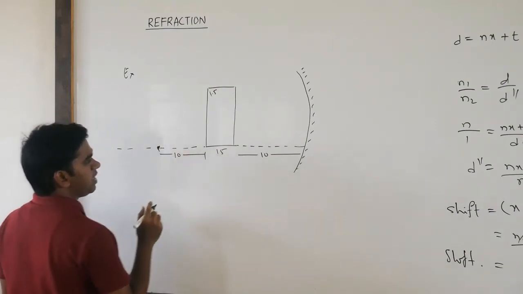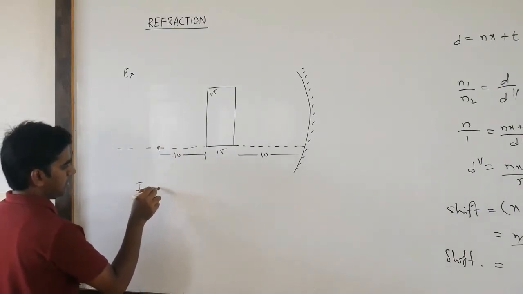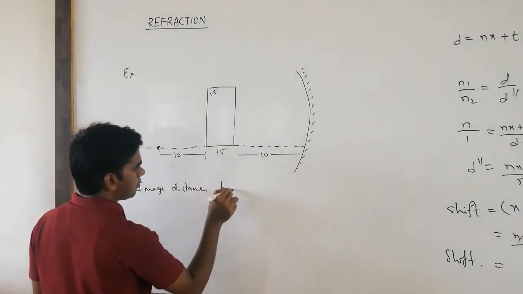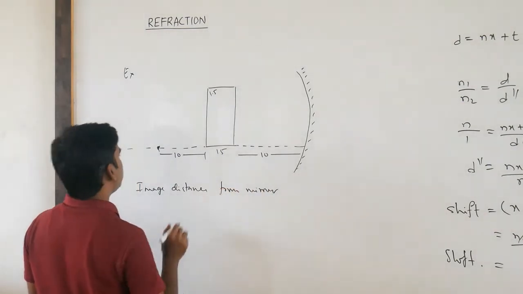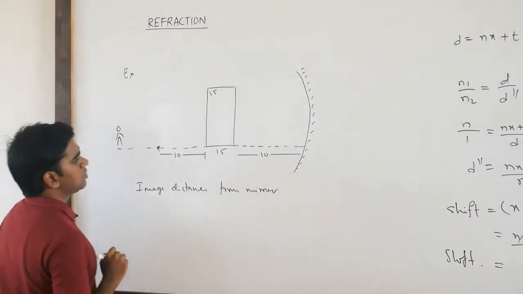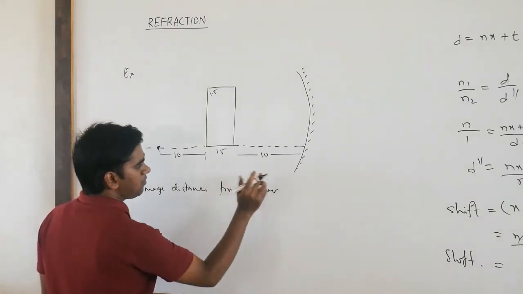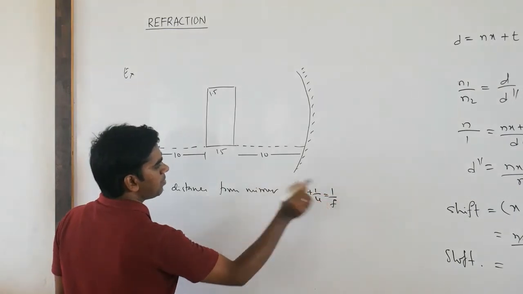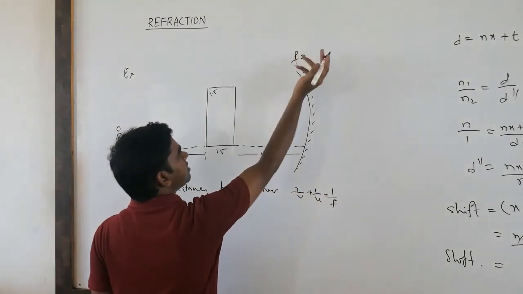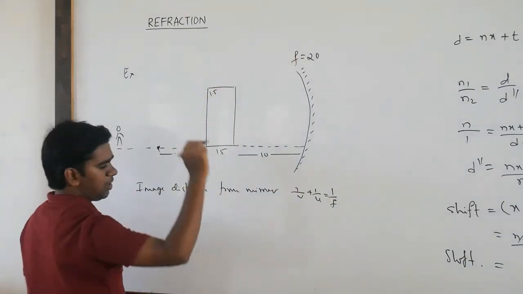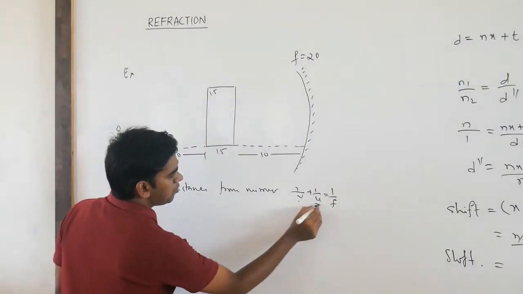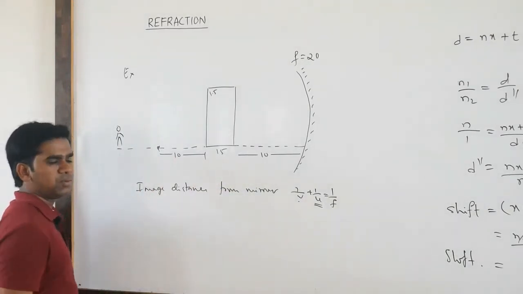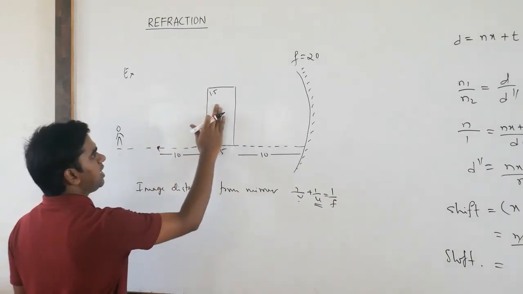If the object is here, what will happen? What they will ask is, what is the image distance? Image distance from the mirror, as observed by the observer from this side. Okay. So now we know that if you want to find the image distance, we have the formula 1 by v plus 1 by u equals 1 by f. So focal length you can take as some 10 or 20, whatever. Now if you want to find v, you want u. You can take it like 10 plus 10 plus 15, so total 35, but it is wrong because when the light passes through the glass slab, there is a shift.